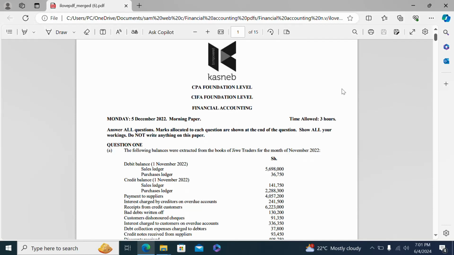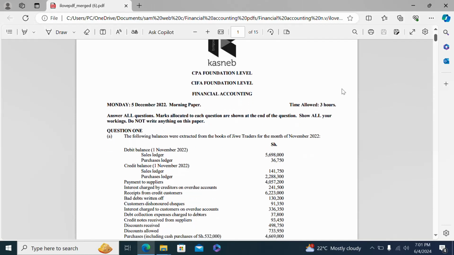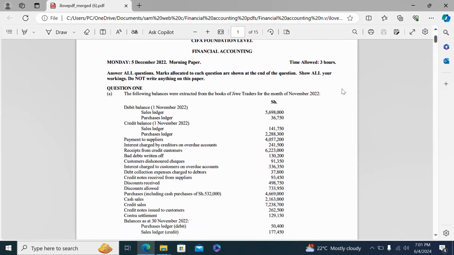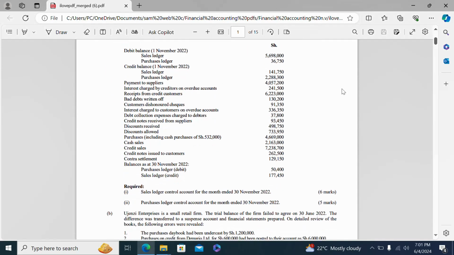So the first question of this paper, part A, you can see that the following balances were extracted from the books of GWA Traders for the month of November 2022. So what were you required to do? The question required a sales ledger control account for the month ended 30th November 2022 and the purchases ledger control account for the month ended 30th November 2022.